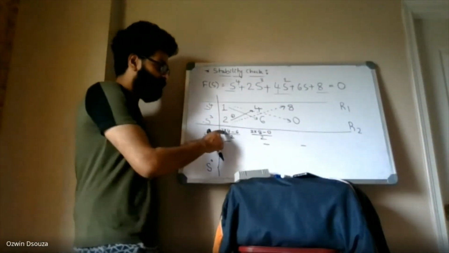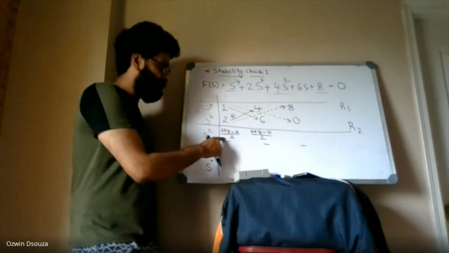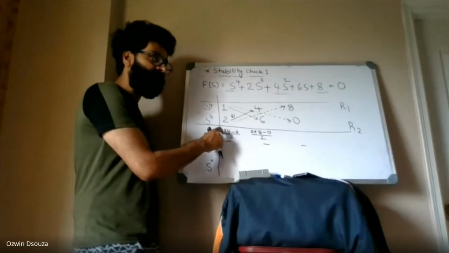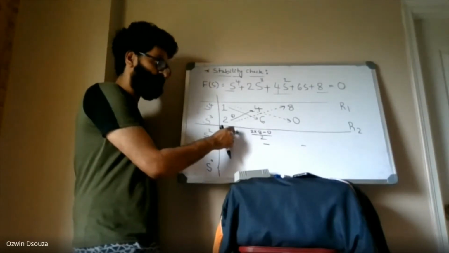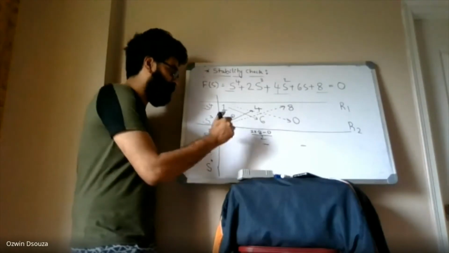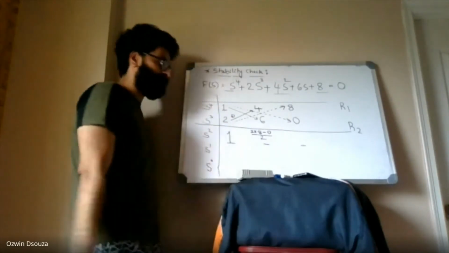So let me simplify the first element here. 4 into 2 is 8. 8 minus 6 is 2. 2 by 2 is 1. So the first element, you will get it as 1.